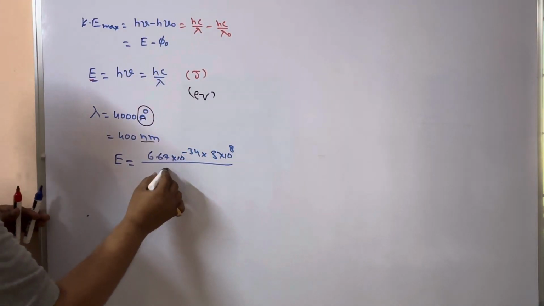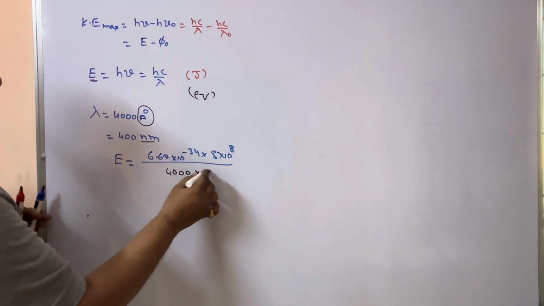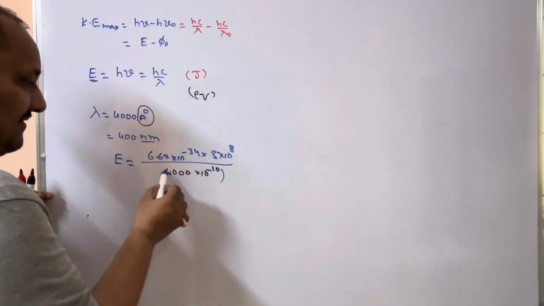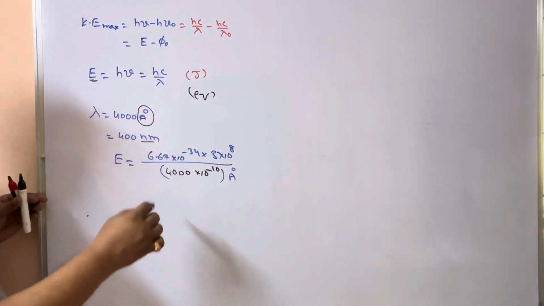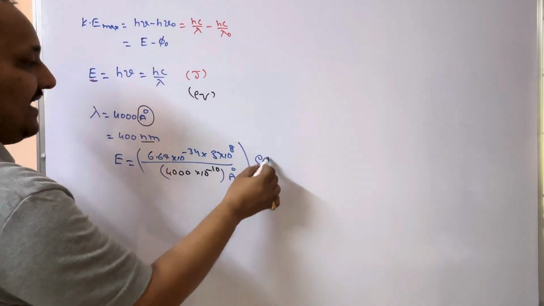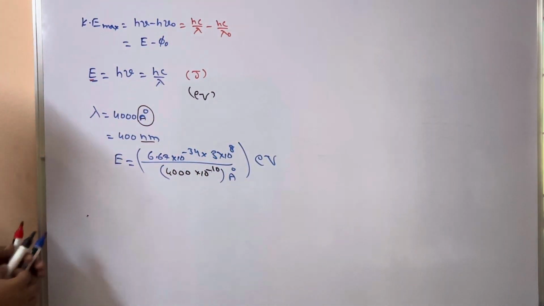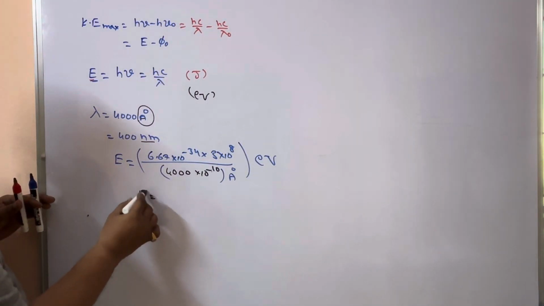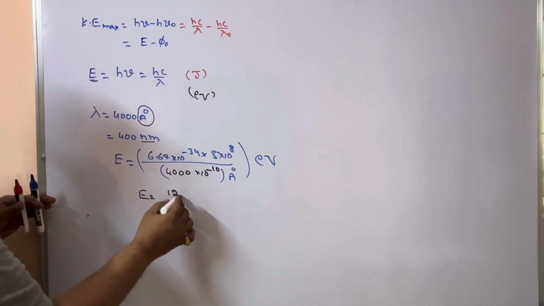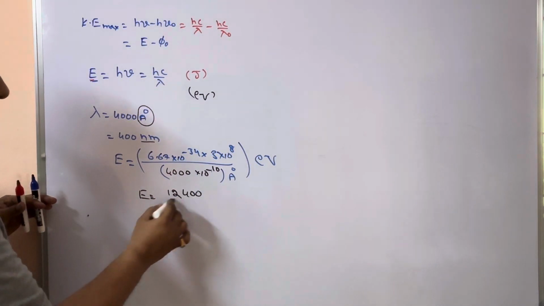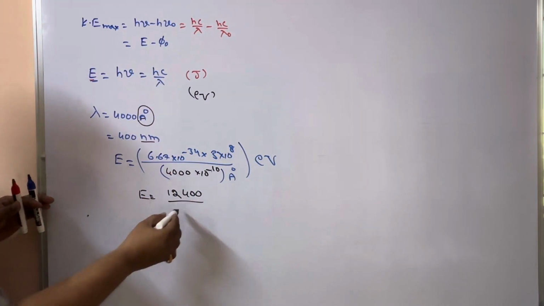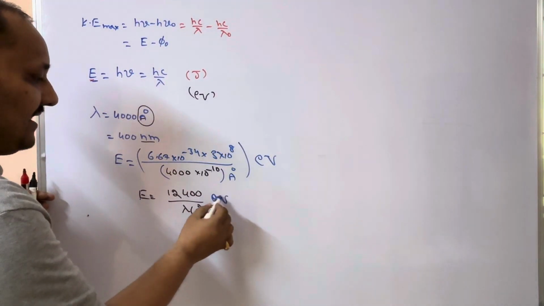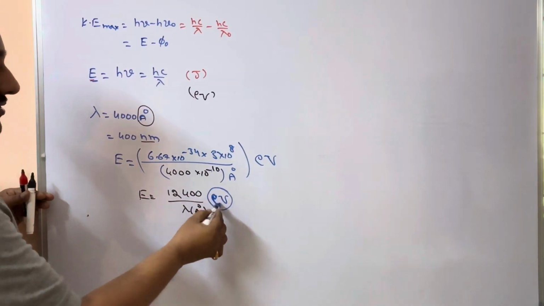Now first we are doing 4000 angstroms. Angstroms means 10 power minus 10. So whenever you are taking this in angstroms, your answer will come directly in electron volts. You should remember this carefully. After multiplying all this, the final value you get is 12,375 something, so nearly we can take 12,400. By lambda should be in angstroms, then energy will be in electron volt.